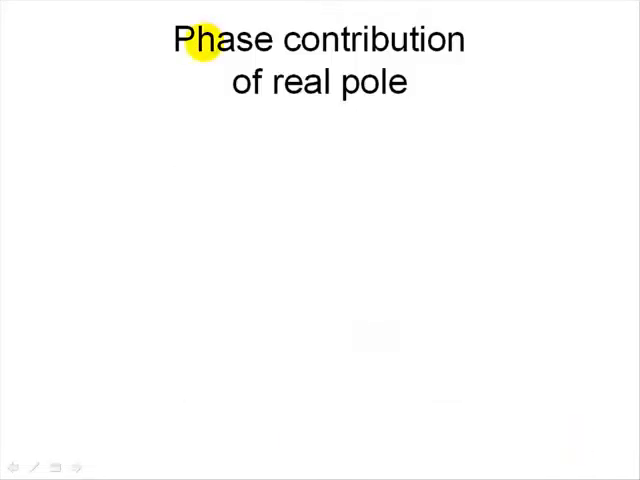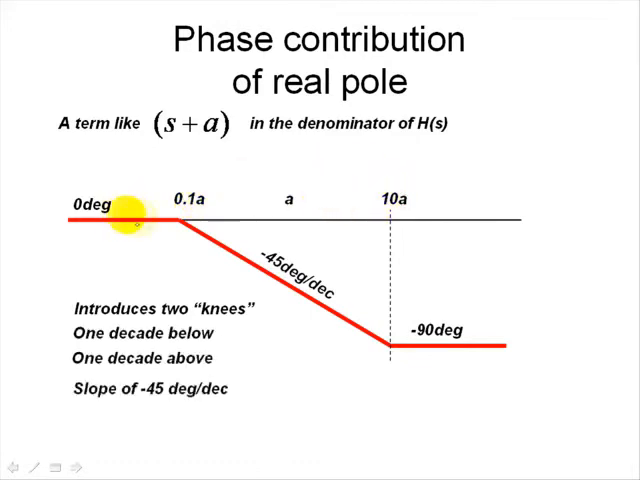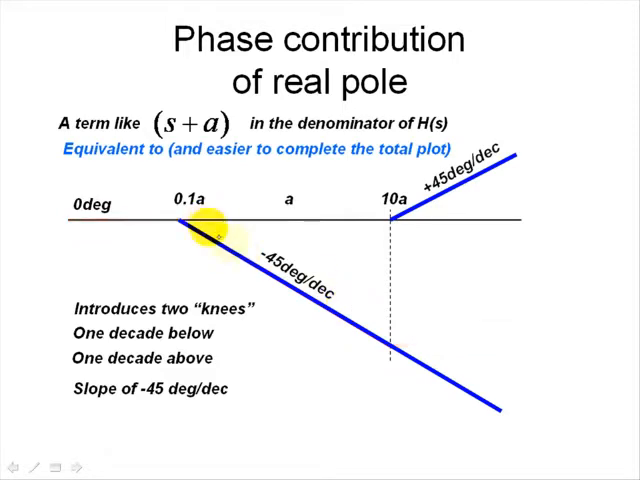Now, a quick review of the phase contributions of poles and zeros. A term like this one in the denominator of the transfer function adds a contribution like this one. It introduces two knees, one decade below and one decade above. It goes from 0 to minus 90 degrees in 2 decades, so this slope is negative 45 degrees per decade. It is equivalent to this pair of infinite slopes that are easier to add, as we will see.